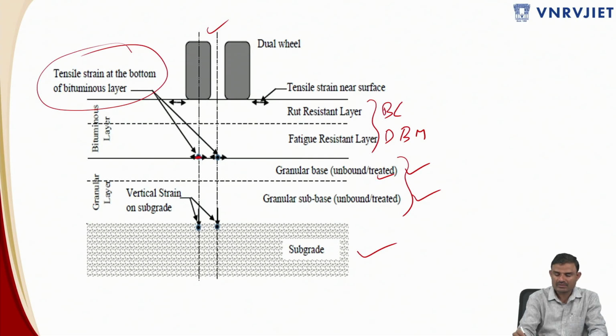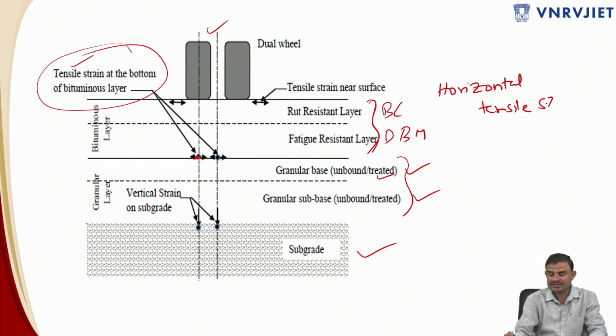This is the bituminous layer, which is BC plus DBM combined. But that too, horizontal tensile strain. Here they have written it as tensile strain, but to be very specific, it is horizontal tensile strain. So the strain should be tensile in nature, and that too horizontal tensile strain. This is an indication of the fatigue that has happened in the bituminous layer. And the next one is fatigue distress.